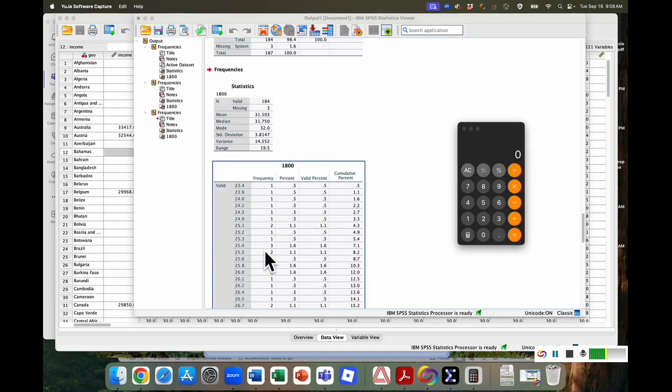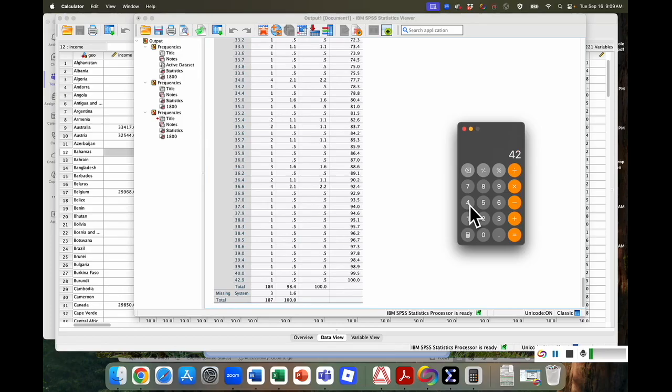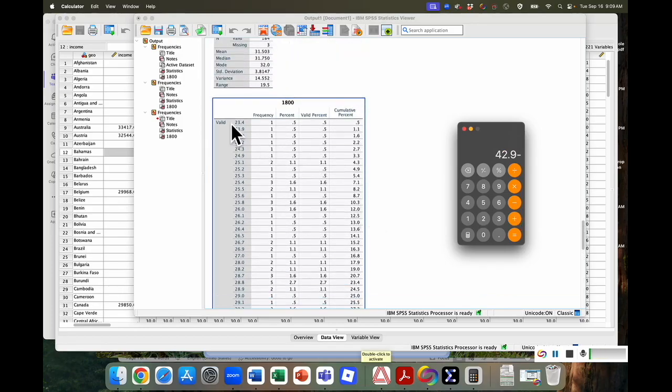You can check that math by taking 42.9 and then subtracting 23.4, and you see it's 19.5. That is our range.